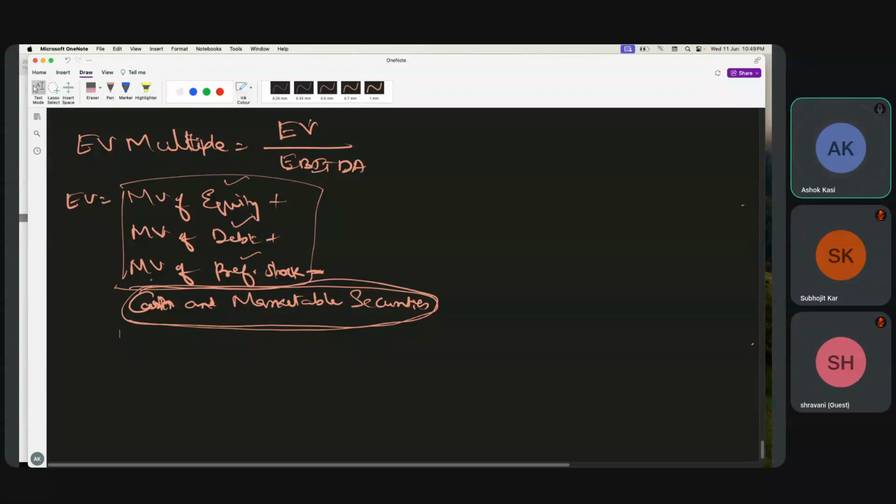Is this formula making sense? Are you convinced or do you need clarity on anything here? No, sir, understood. Okay.